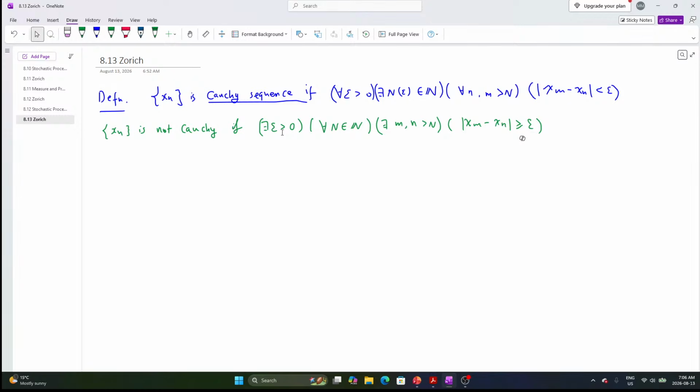So there exists epsilon greater than 0 such that, for all big N in the natural numbers, there exist m and n greater than big N such that the absolute value of xm minus xn is greater or equal to epsilon.